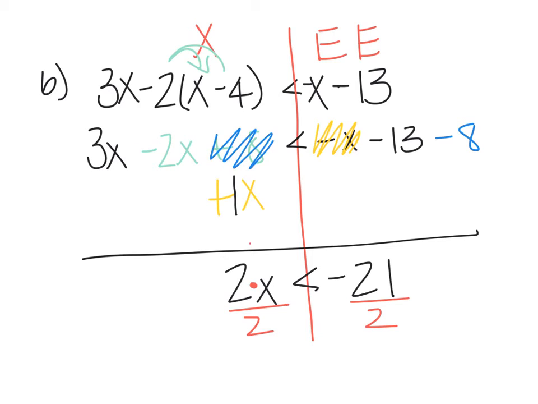And the reason I know this 2 is positive is because it was a positive 2x there. So because it's positive, I know I'm not going to change my sign. So I'm going to end up with my answer of x is less than negative 10.5. That's a pretty decimal, so we can leave it like that.